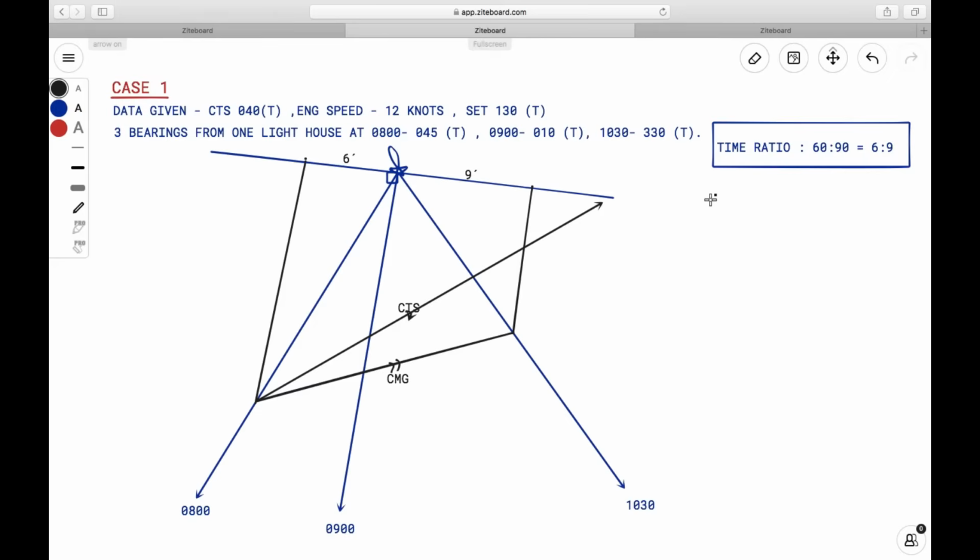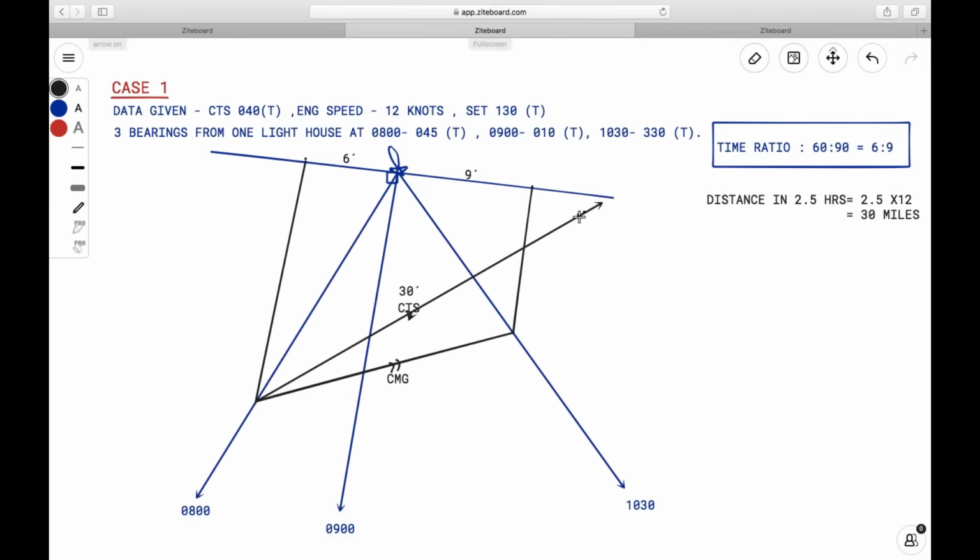So the distance traveled in 2.5 hours is equal to 2.5 into engine speed, that is 12. That will be equal to 2.5 into 12, which is 30 miles. So you need to measure 30 miles from your chart over here, and you cut it somewhere here. Suppose 30 miles came over here.